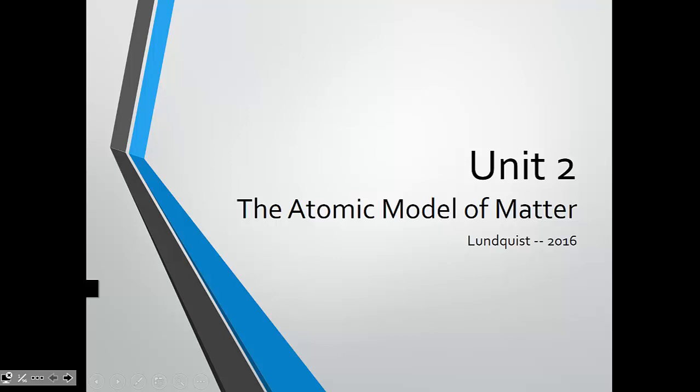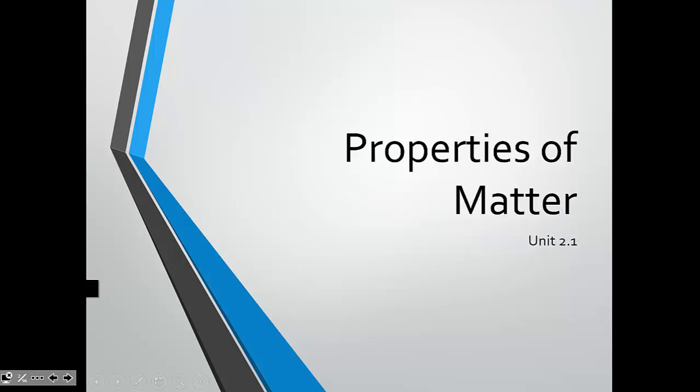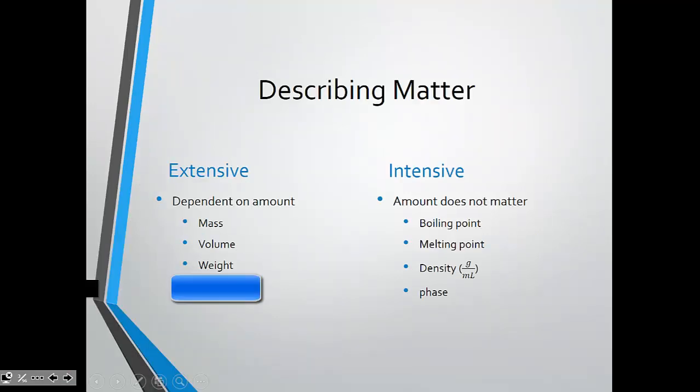Welcome students to Unit 2, the atomic model of matter for chemistry. Today we will talk about the properties of matter, which is a bit of a review. So remember, when we talk about matter, we can describe both its chemical and physical properties.